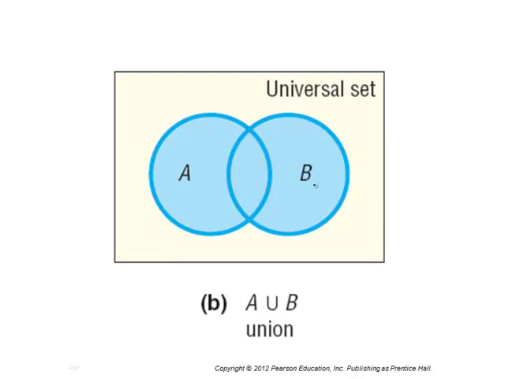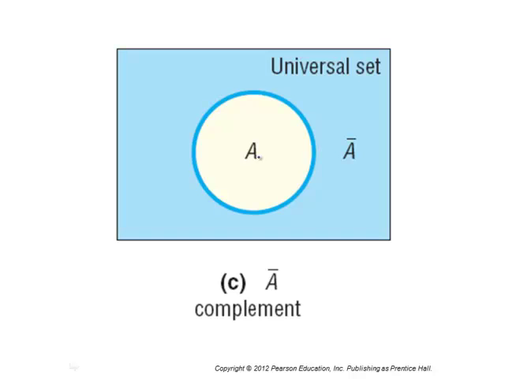When we take the union of two sets, we're talking about the new set of items or elements in the universal set that belong to either A or B or possibly both. And you could see that both circles are shaded. Here's what the complement looks like. We have set A, and then complement A is everything that's in the universal set that's not in A.